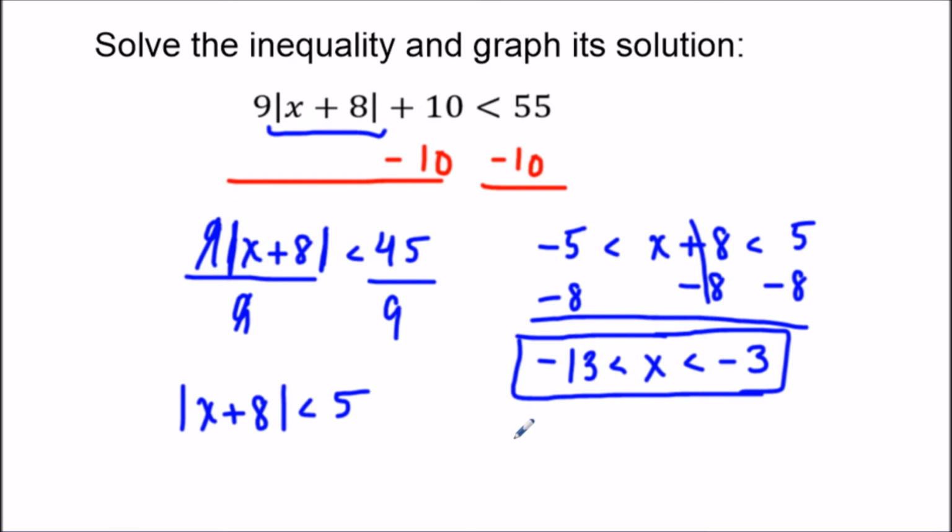And if we have to graph the solution, what we could do is make a number line. Sorry, let me try again. That was sloppy. So we make a number line, and we mark it at negative 13 and negative 3. And it's all the numbers between negative 13 and negative 3, but not including. So we put open circles here because this was strictly less than, and we just shade everything in between those two numbers. So that's the solution to our first question. Here's the solution, and there's the graph of the solution below.